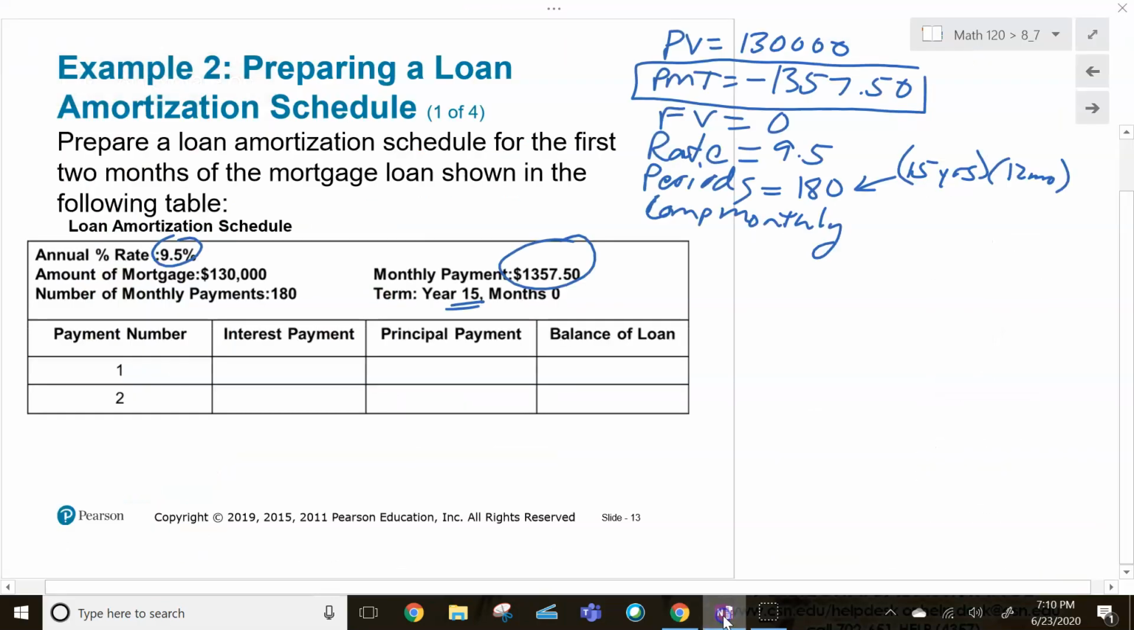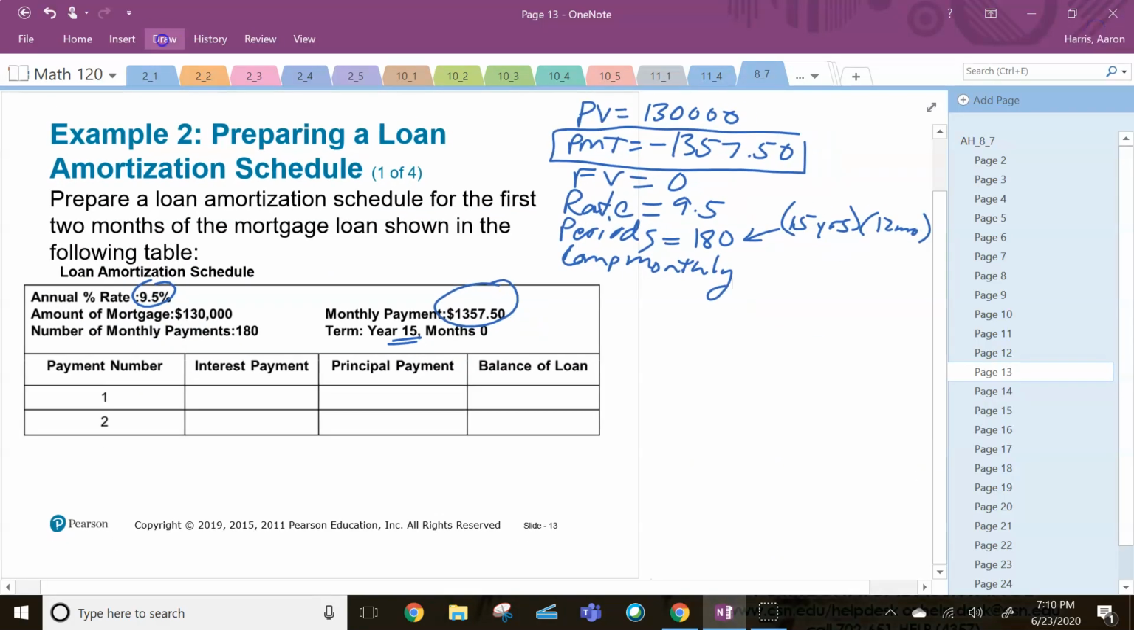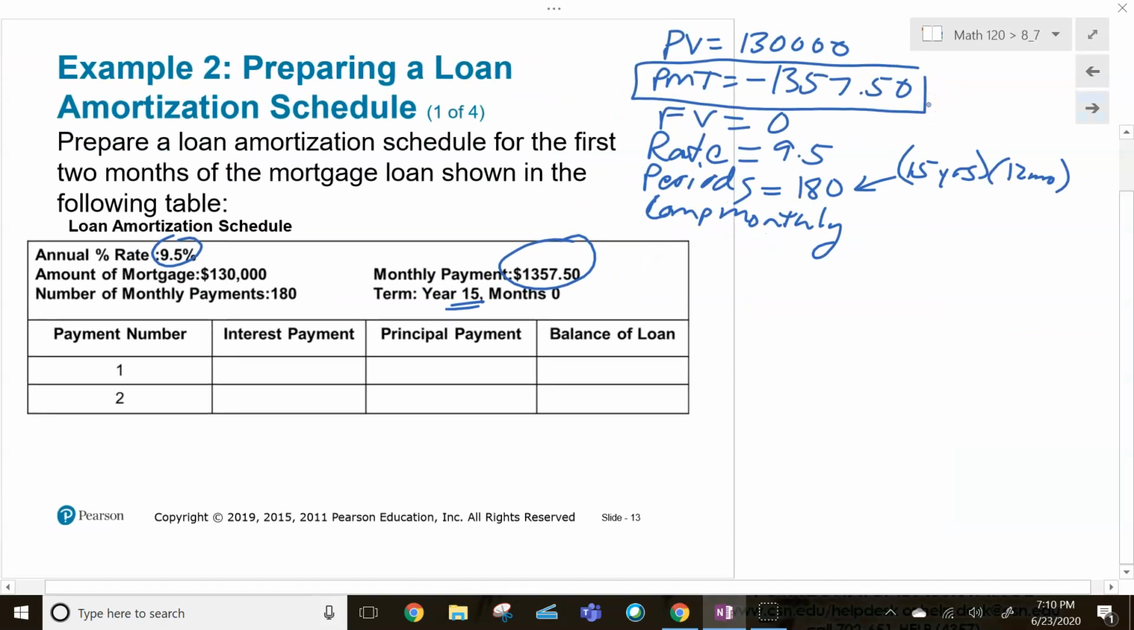129,671.67. So let me go back here. For some reason it doesn't work very good. Let's do that. So now after one payment, 129,671.67. Okay, remember we made one payment of 1357.5.